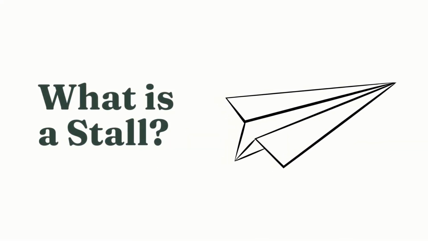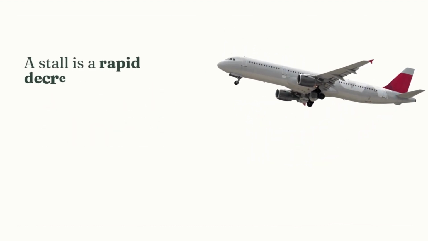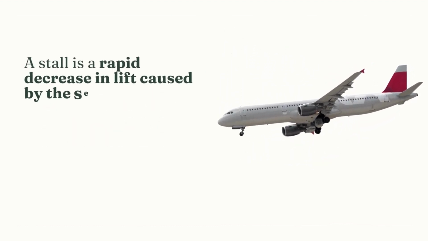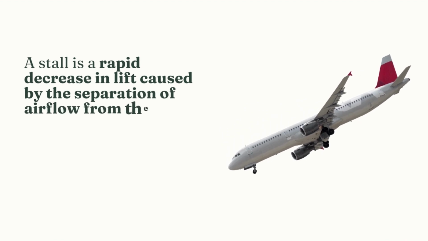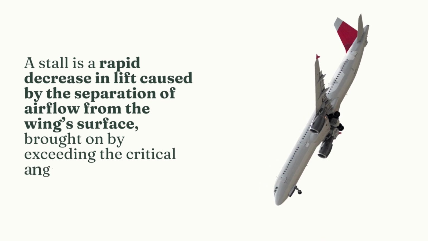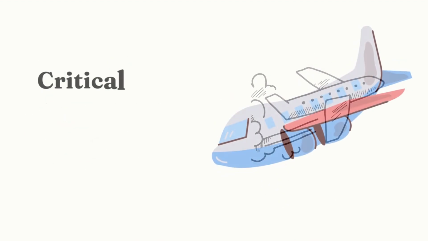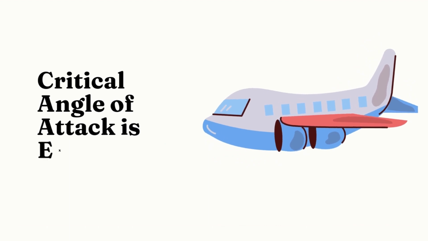What is a stall and what causes an aircraft to stall? A stall is a rapid decrease in lift caused by the separation of airflow from the wing's surface, brought on by exceeding the critical angle of attack. An airplane will stall when the critical angle of attack is exceeded.